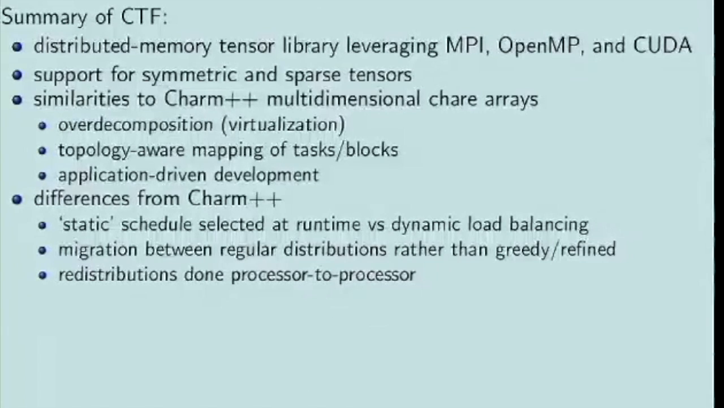Also, a key difference between how we do virtualization and overdecomposition is that we do redistributions on a processor-to-processor basis, and general communication is managed processor-to-processor rather than task-to-task. In general that means we have a lower synchronization cost and can go between different layouts more easily, but also that in some cases we aren't as dynamic and don't have as much. I think you can also get better cache performance if you just work on a task-to-task basis.